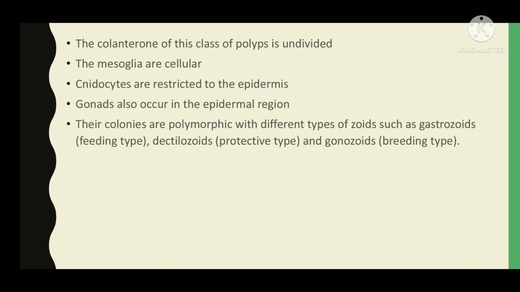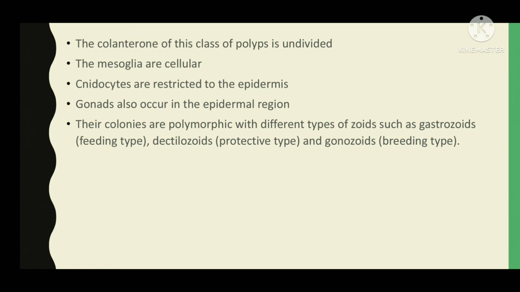Medusa is craspedote, presence of velum. Coelenteron of the polyps of this class is undivided. Mesoglea is acellular. Cnidocytes are restricted to the epidermis. Gonads also occur in the epidermal region. Their colonies are polymorphic with different types of zooids like gastrozooids, feeding type, dactylozooids, defensive type, gonozooids, that is reproductive type.